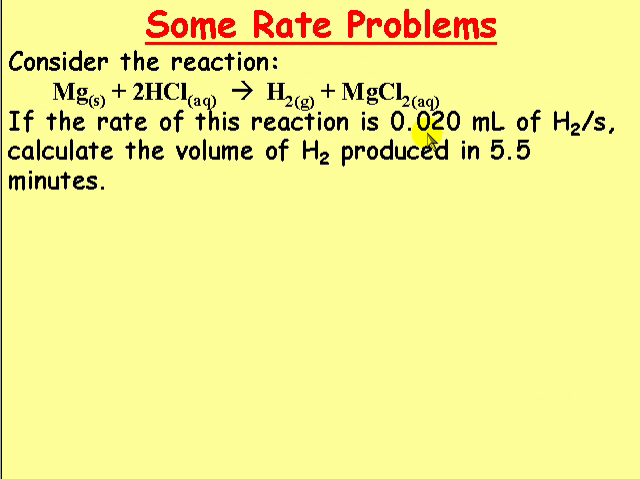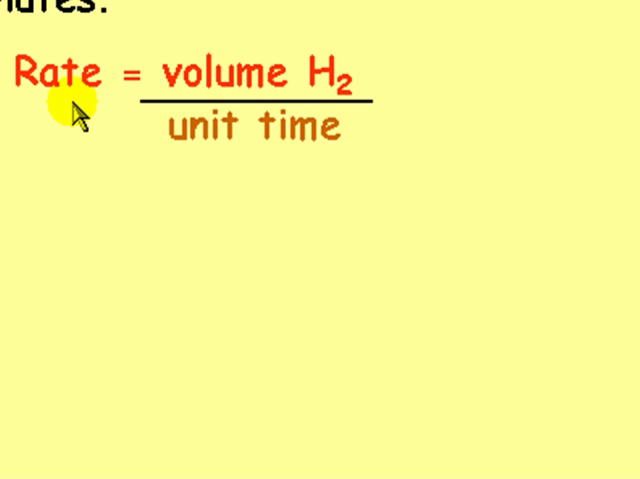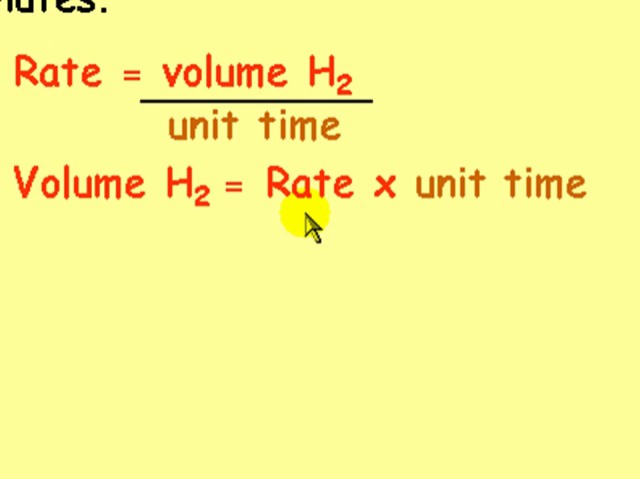In this problem, we're given the rate of hydrogen production is 0.02 milliliters of hydrogen per second. We're asked to calculate the volume of hydrogen produced in 5.5 minutes. Rate is amount over time, so we can say that rate is volume of H2 over unit time. In this problem, we're asked to find the volume, so we can rearrange this equation by cross-multiplying. So volume of H2 is equal to rate times unit time.